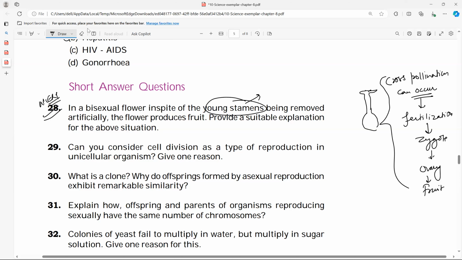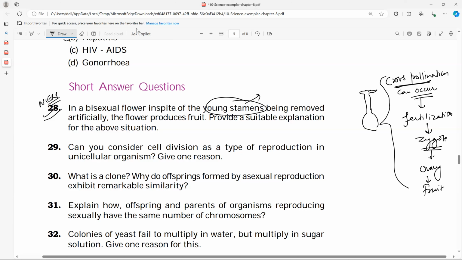Write down the key point that cross pollination can occur, which results in the fertilization, which results in the formation of zygote, and then the ovary will change into the fruit. So these are the keywords. You have to explain it properly, but these are the keywords that you have to use. So please write the keywords.